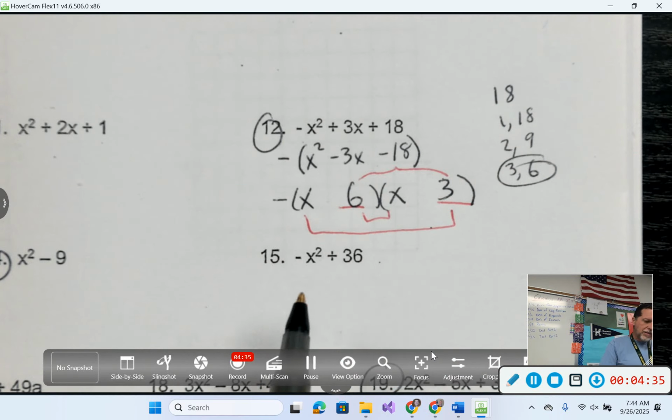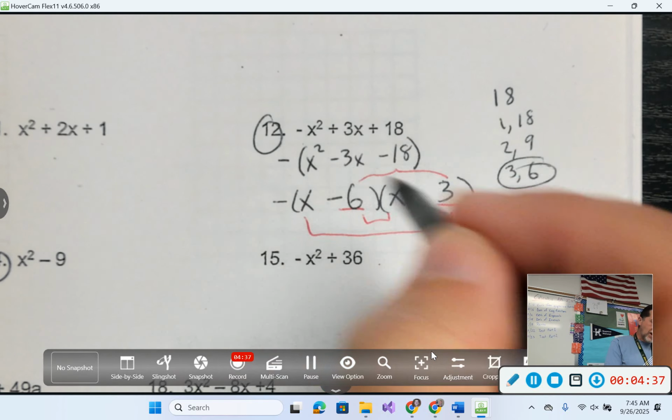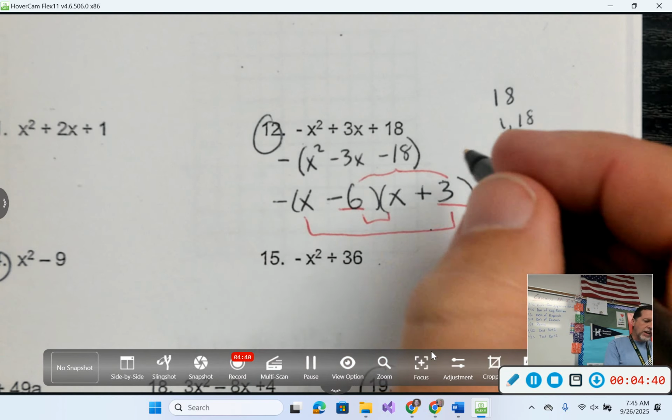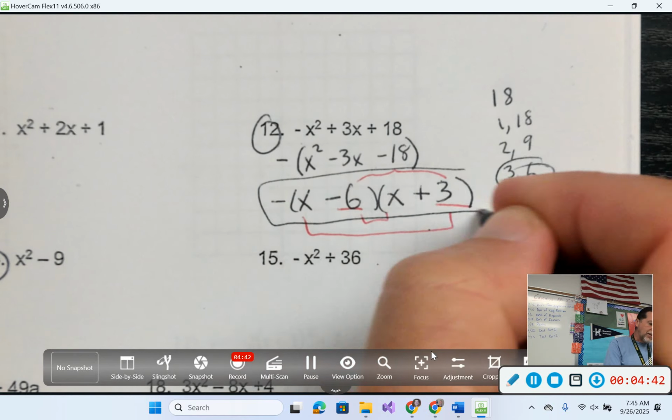Which one needs to be negative? Negative 6, so that I get negative 3. And sure, there's a negative out front, but we already handled that, and that can just stay out there.